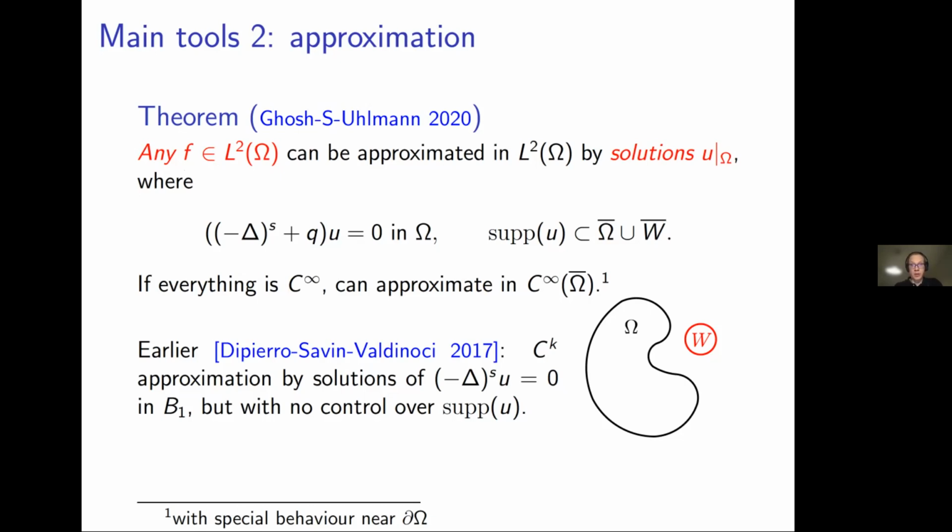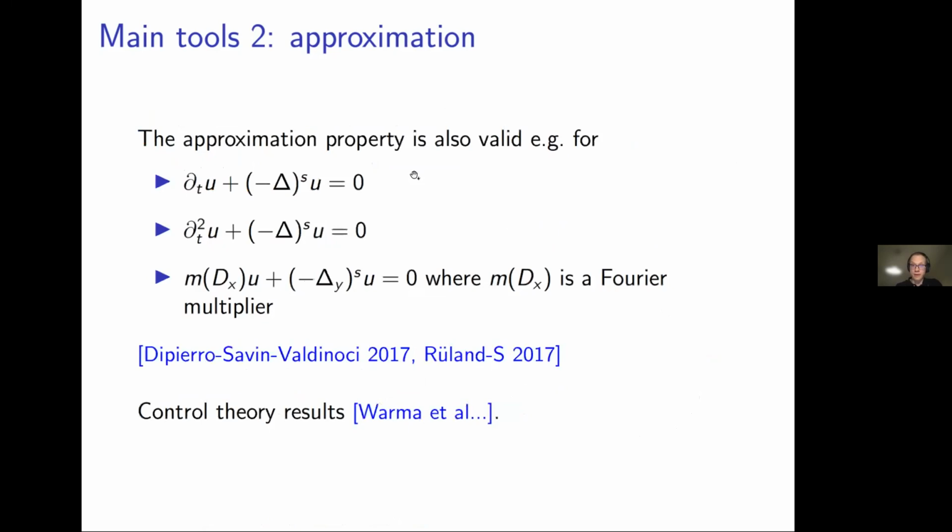And this kind of approximation property again can be proved by duality from the strong uniqueness property that I just showed. And maybe I'll say that this approximation property extends to many other non-local equations, for instance, the non-local heat equation or the fractional wave equation and some other equations. And these flexible approximation properties have also been used to obtain control theory results. At least there are many works by Varma and collaborators. There could be many more.